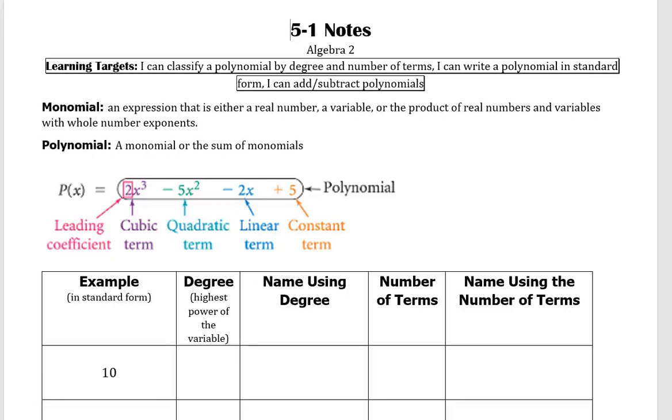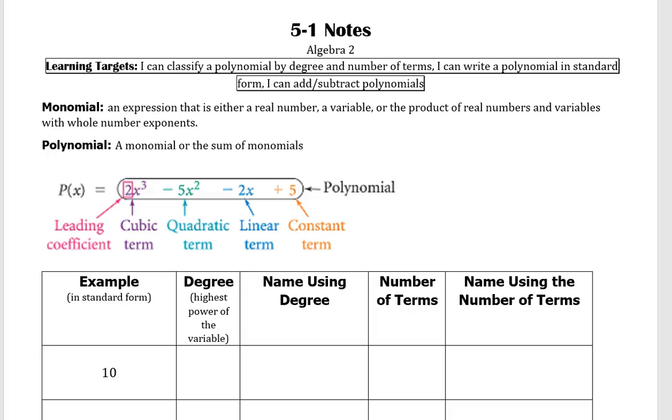All right, this morning we're going to start Unit 5, and we're going to focus on naming polynomials by degree and number of terms, and we're also going to add and subtract polynomials. So for my very beginning here, we just have a definition.